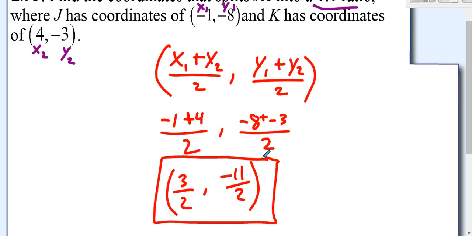If you were able to divide that, you could. If you wanted to, you can change that to a mixed number or a decimal, like 1.5, and then that'll be -5.5. Either way is fine.